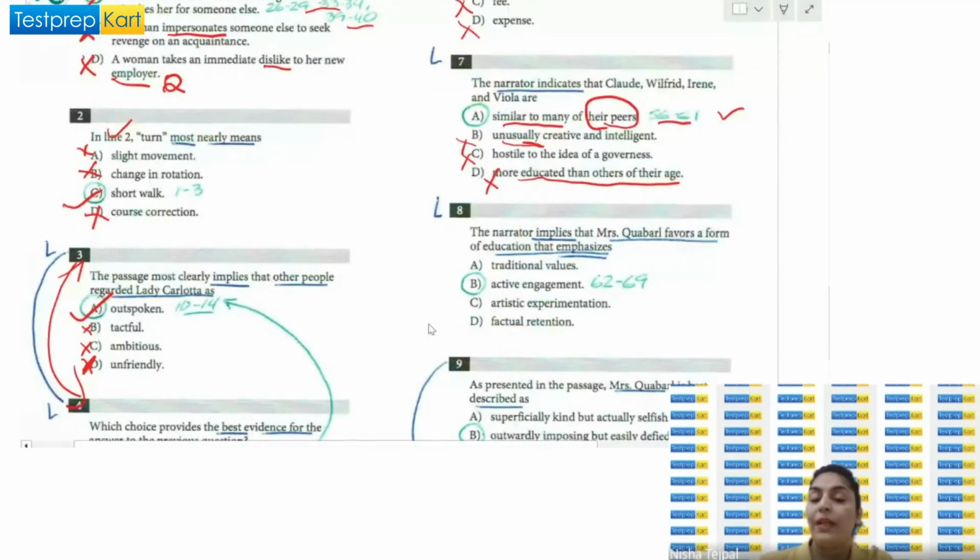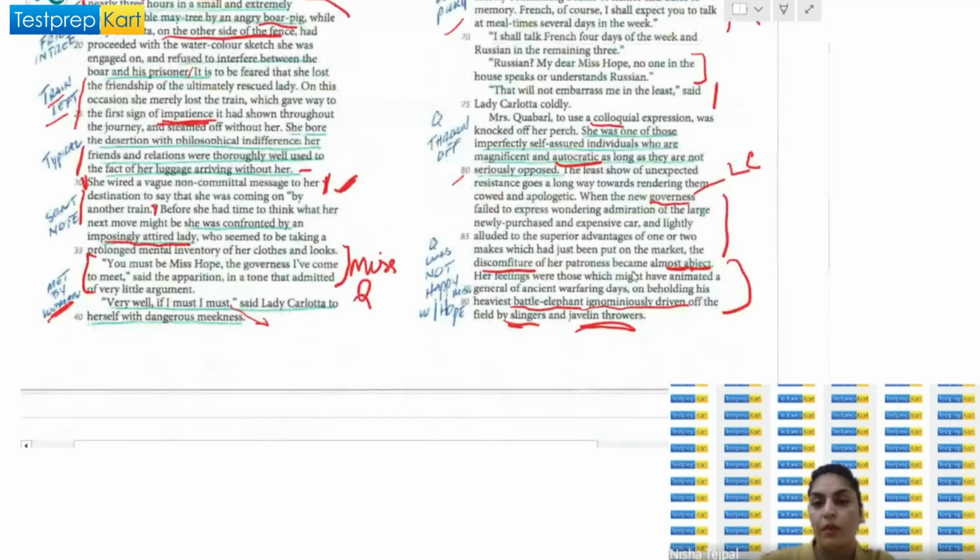The narrator implies that Ms. Quawal favors a form of education that emphasizes what? Traditional values, active engagement, artistic experimentation, or factual retention. So what does Ms. Quawal say when she wants her children to be taught? What does she say to Lady Carlotta? That she should give traditional values to her children, or make the classes actively engaging, or artistic experimentation or factual retention. We find it in these lines.